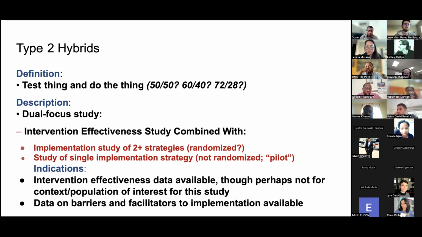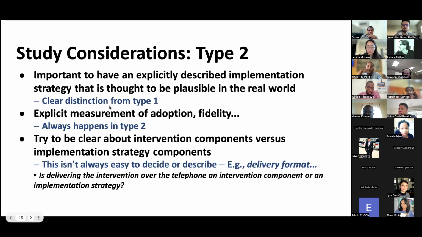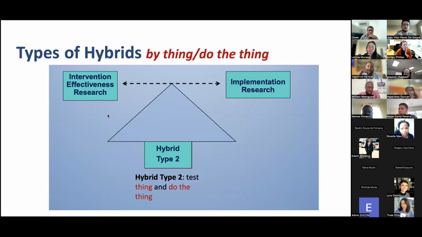So we already have evidence for effectiveness, but the evidence might not be context specific. So you also gather data on barriers and facilitators to implementation, but here you can also test a strategy, or you can only have one strategy that you're trying to test. So these are some of the considerations that you can take into account. I can skip this because of time. But type 2 designs are basically a balance of effectiveness research and implementation research.